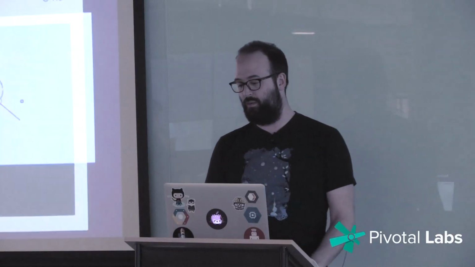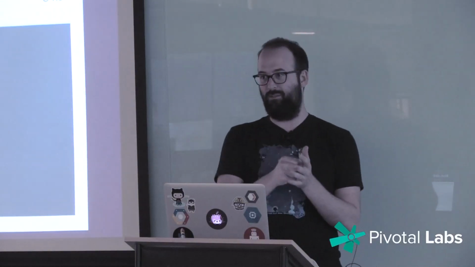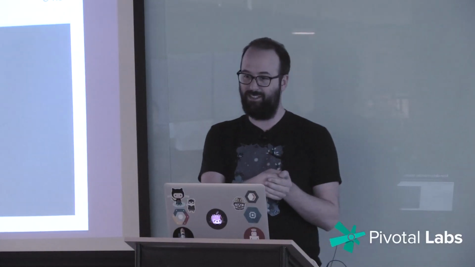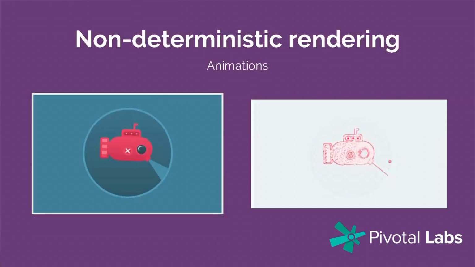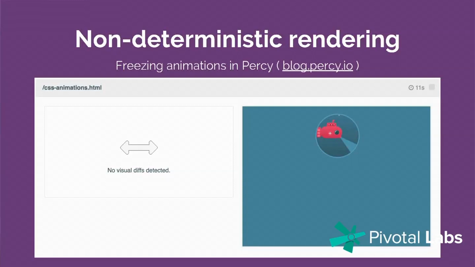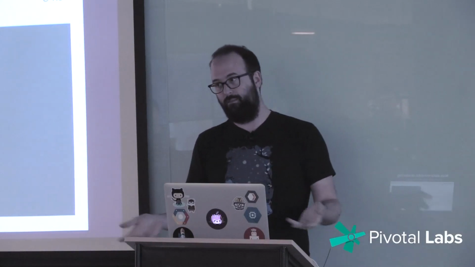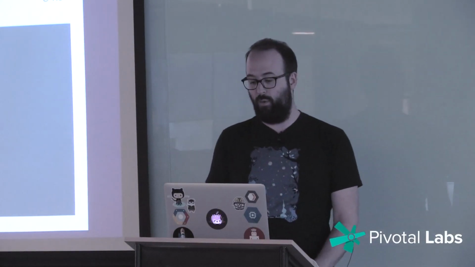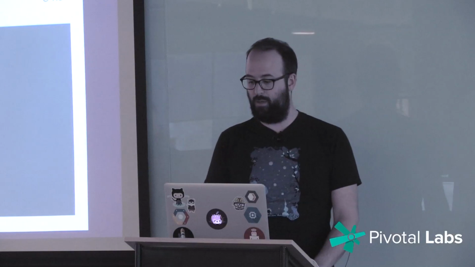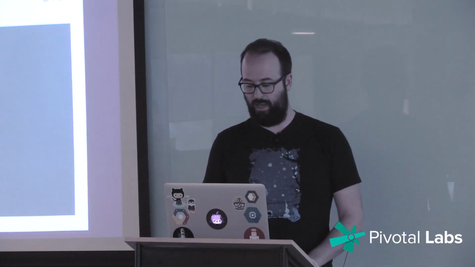So in Percy, what we do is inject a bunch of really aggressive CSS styles into our rendering environment to try to freeze animations, so that we can present you with a result that says, okay, no pixels have changed on this, right? It basically tries to freeze it at the first frame of the animation. And we do things like turn off animated GIFs, that kind of stuff. And if you want to know more about that, we have a blog post on blog.percy.io about how we do that kind of animation freezing.